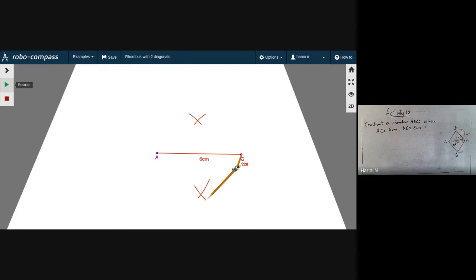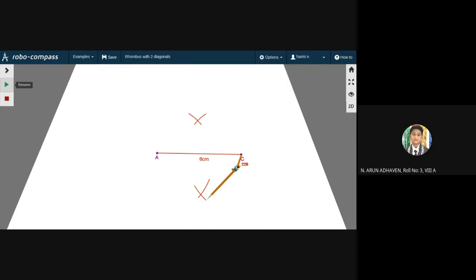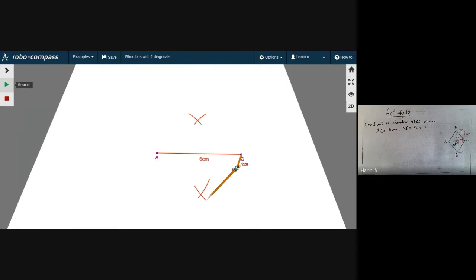Are you getting the 2 arcs? Yes, ma'am. 2 arcs. Now there will be 2 points of intersection which you have to mark. The 2 arcs are intersecting, no? Mark those points of intersection. Maybe we will mark it as P and Q.